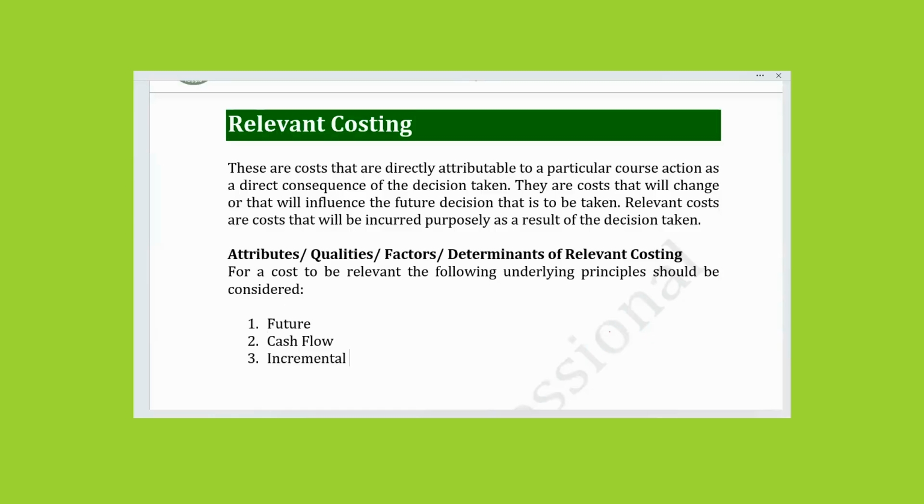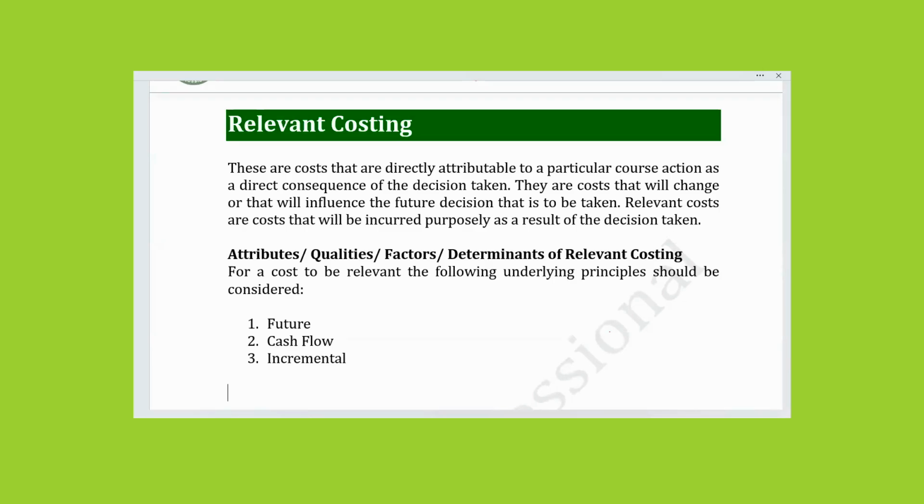Oftentimes, the examiner can ask you to explain the principle of relevant costing or the qualities or attributes of relevant costing. These are the things you are going to be talking about. For example, if you are asked to explain or discuss the determinants of relevant costs, what are you supposed to do? The first thing you need to do is to explain the meaning of relevant cost by saying that relevant costs are costs that are directly attributable as a direct consequence of the decision taken. They are costs that change between alternatives as a result of the decision taken.